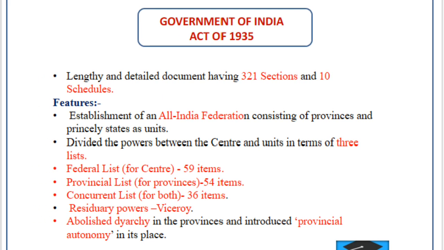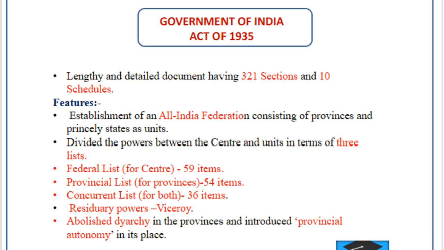Government of India Act of 1935. This act marked a second milestone towards a completely responsible government in India. This act was a lengthy and detailed document having 321 sections and 10 schedules. The major features of this act are: this act for the first time provided for the establishment of an all India federation consisting of provinces and princely states as units.